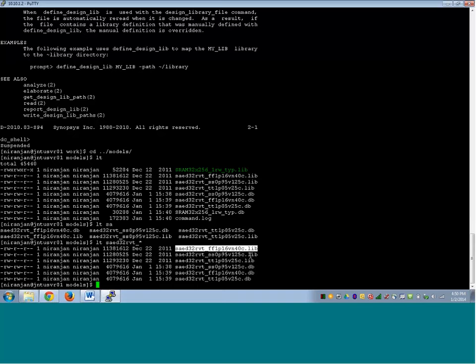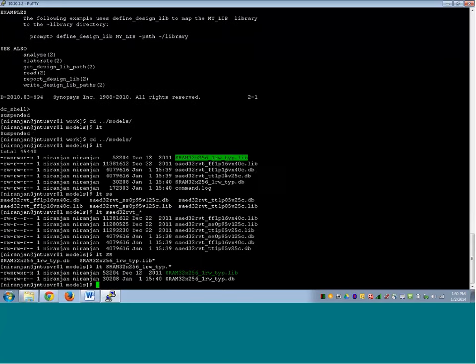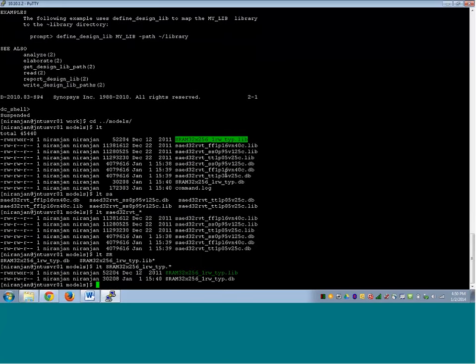This is a very simple command called write lib. You could read lib and write lib, and that will do the job for you. I have already written out the DB so that we can use it directly. There is one more library, which is for the memory. So you have a lib and a DB, very similar to the standard cell.